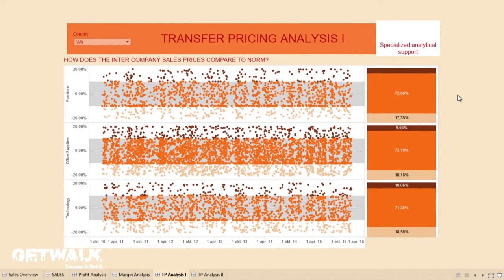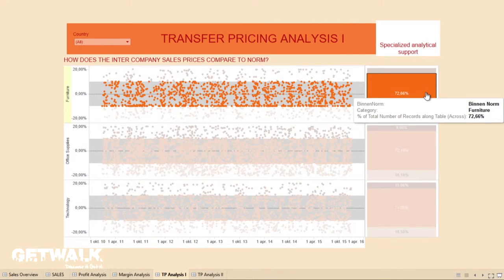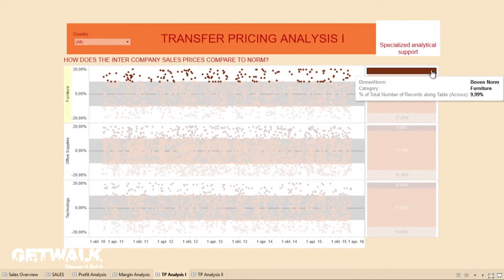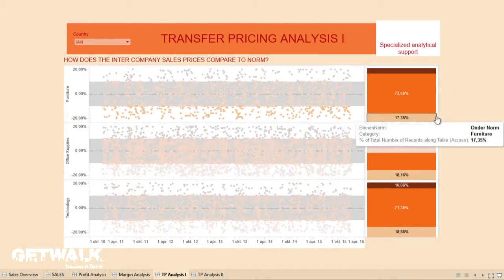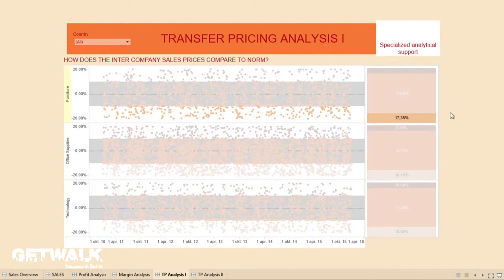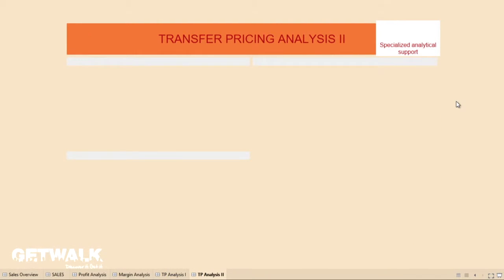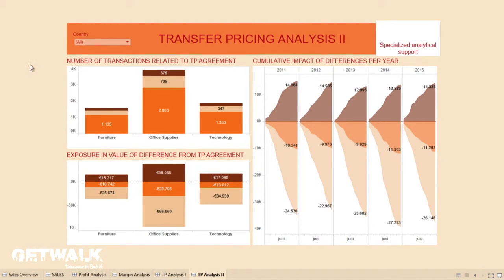Transfer pricing 1 is showing you whether or not the charge prices of the intercompany sales orders are within the deviation standards arranged with the tax authorities. Does it deviate from the arranged standard of 10%? As we can see, 72% of the orders are within the boundaries of the arranged deviations. However, there are also a few above and below these boundaries. These orders contain financial exposure, which can be viewed in our final dashboard.